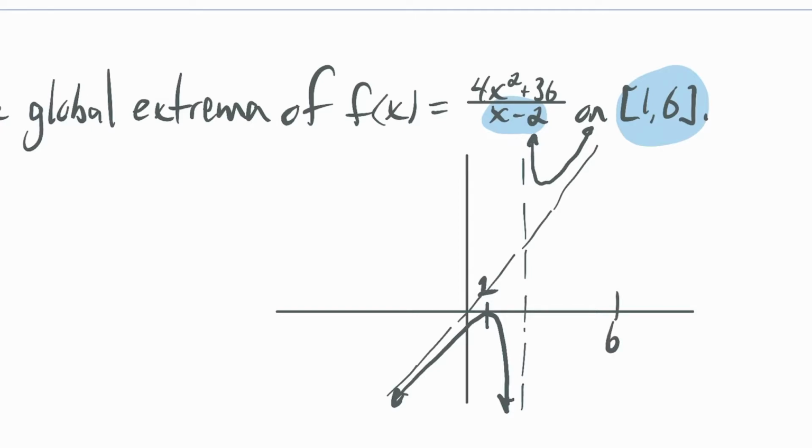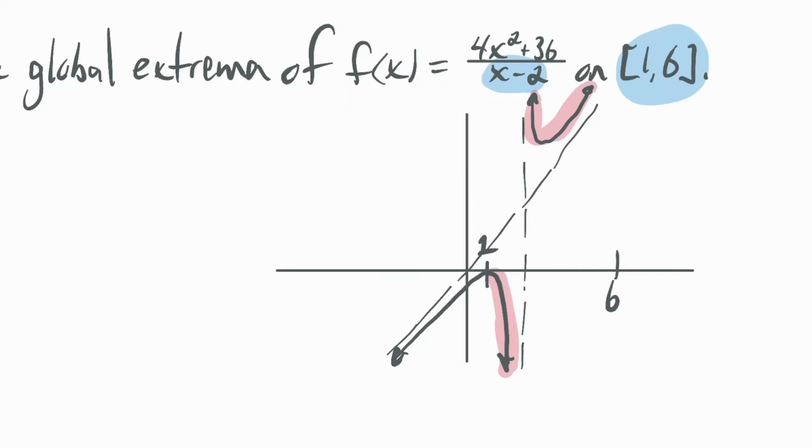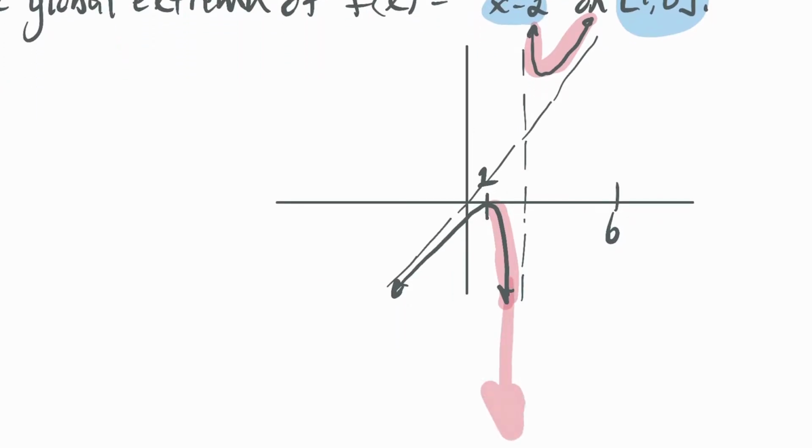I'm making this up. So take this part of the graph and this part of the graph. And where's the global max and where's the global min? Well, those arrows mean that the graph keeps going. So this keeps going down forever. There's no global minimum, right?